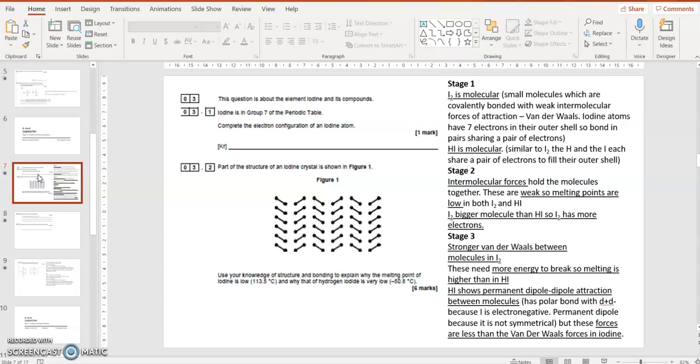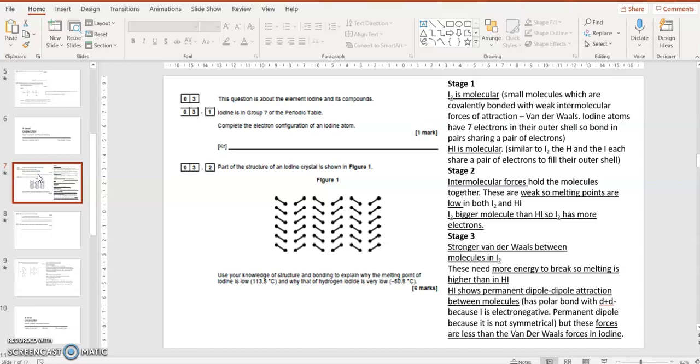More van der Waals bonds in total means stronger overall van der Waals bonding. That's going to need more energy to break than the weaker van der Waals bonds in hydrogen iodide.